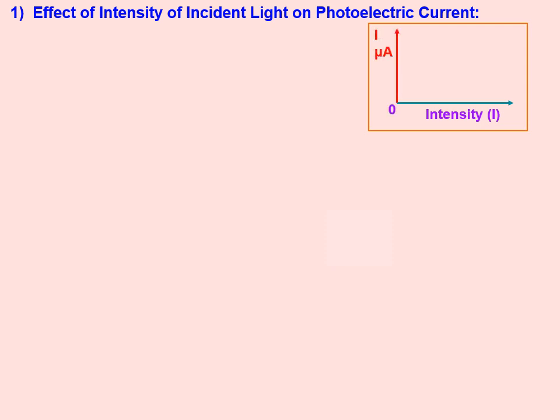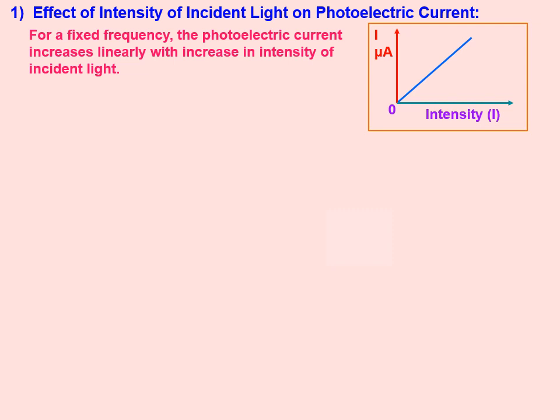Now the effect of incident light on photoelectric current. To study the effect of the intensity of incident light on photoelectric current, we have to make a plot. On the x-axis we will take intensity, on the y-axis we will take photoelectric current, and when we plot between these two, we will get a straight line. So we can say that for a fixed frequency, the photoelectric current increases linearly with increase in intensity of incident light.